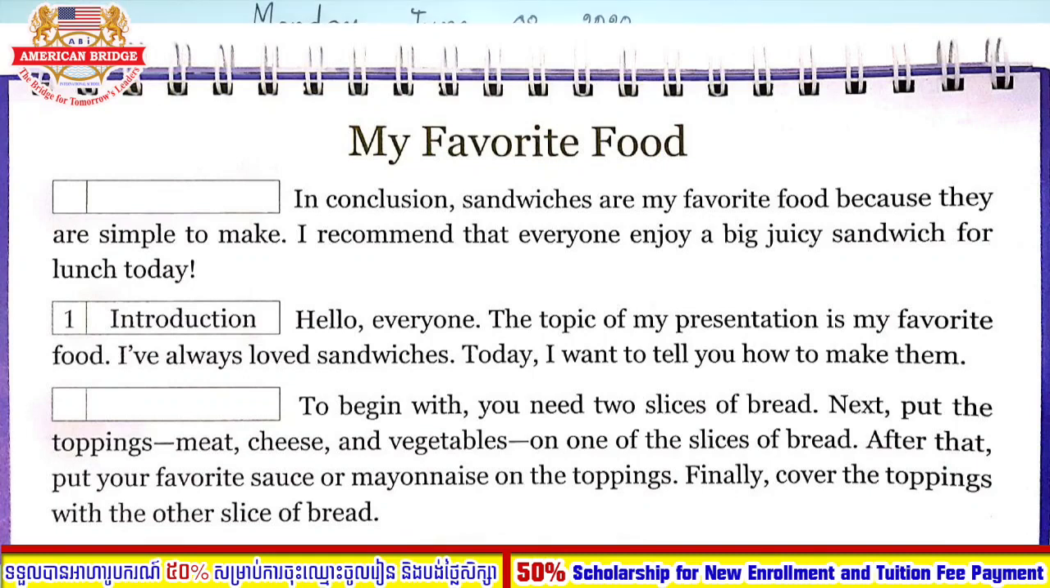To begin with, you need 2 slices of bread. Next, put the topping, meat, cheese, and vegetable on one of the slices of the breads. After that, put on your favorite sauces or mayonnaise on the topping. Finally, cover the topping with the other slice of the breads.